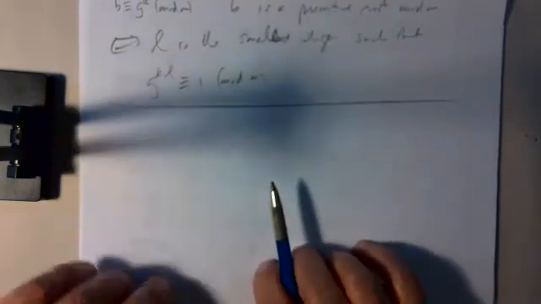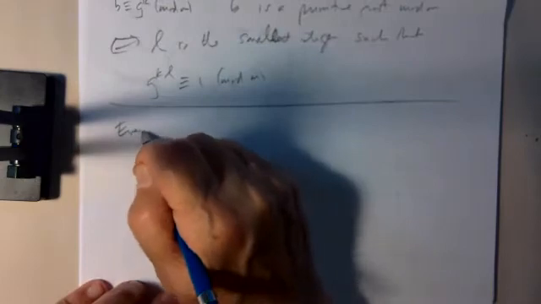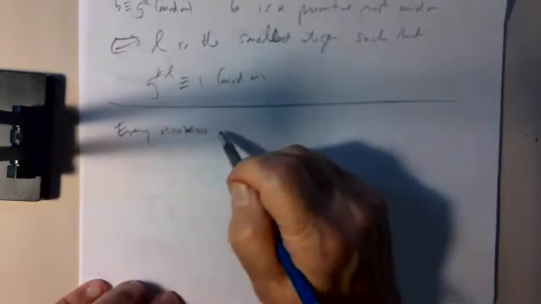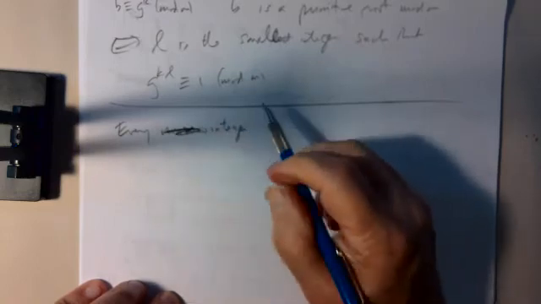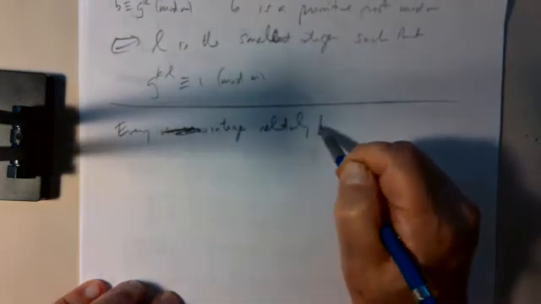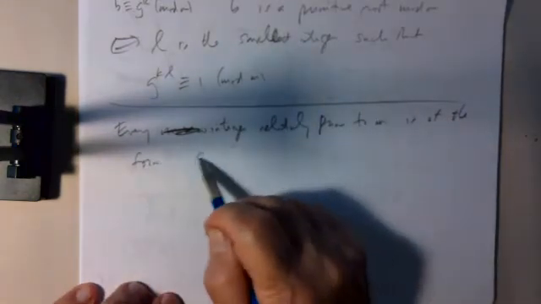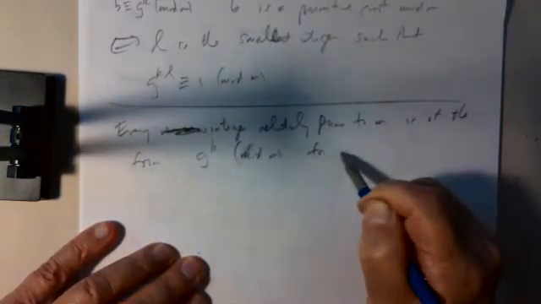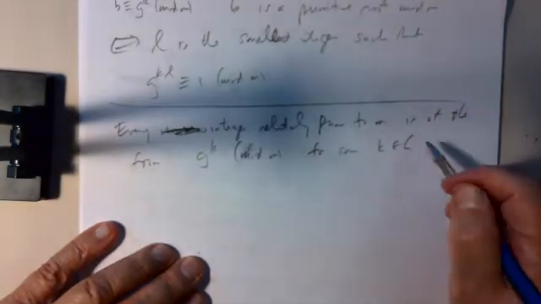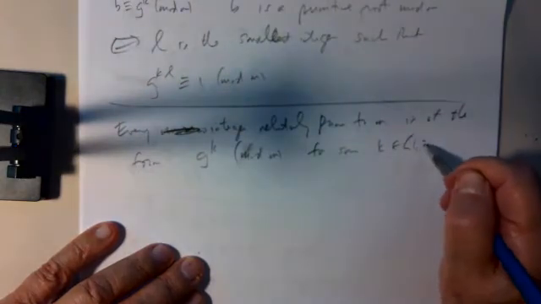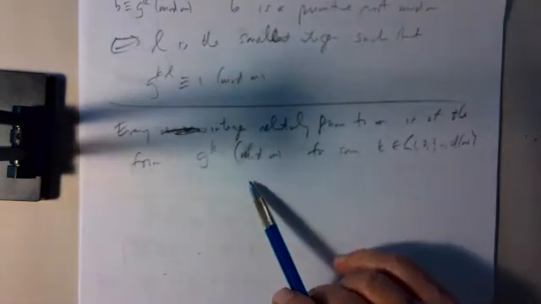Let me say this a little bit better. So every non-zero integer relatively prime to m is congruent to g to the k mod m for some k between 1 and phi of m, because the phi of m powers of g give you all the congruence classes relatively prime to m.